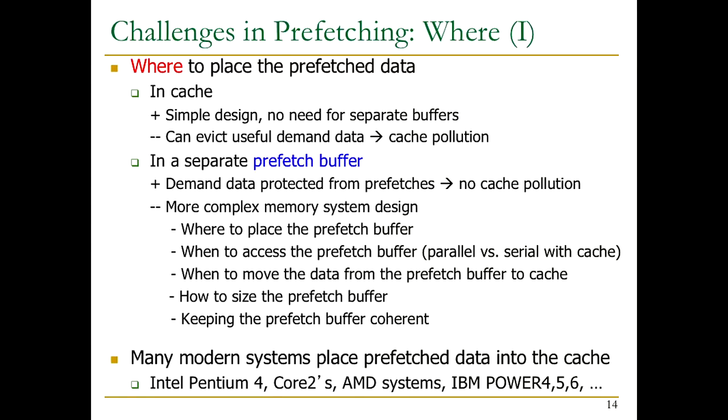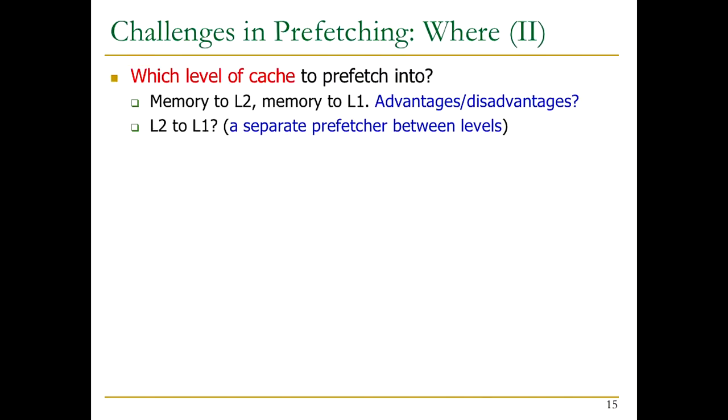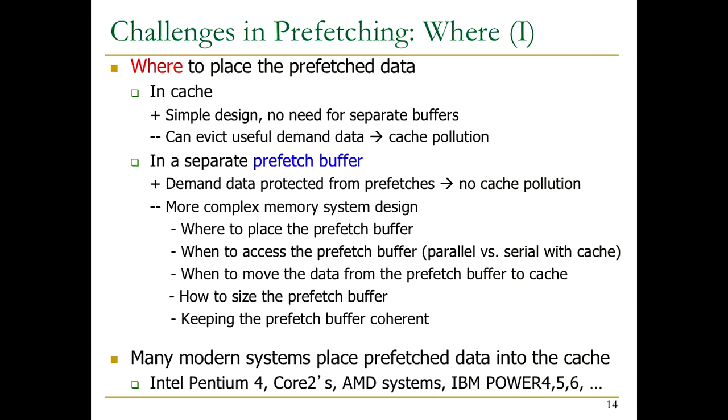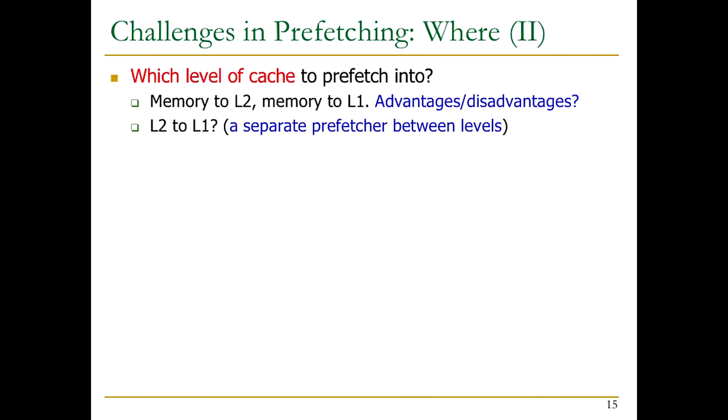Okay, anything else I want to say about this? Probably not. Any questions? Let me cover the fourth question also. Well, where actually has multiple things: where to place, and also which level of cache, and also where in the cache. So this is actually important. Assuming L2 is the last level cache, you can extend it to any levels, but do you prefetch from memory to L2 only, or directly from memory to L1? What are the advantages and disadvantages?